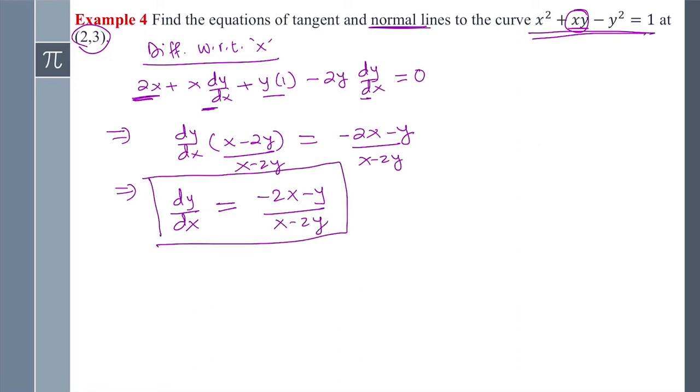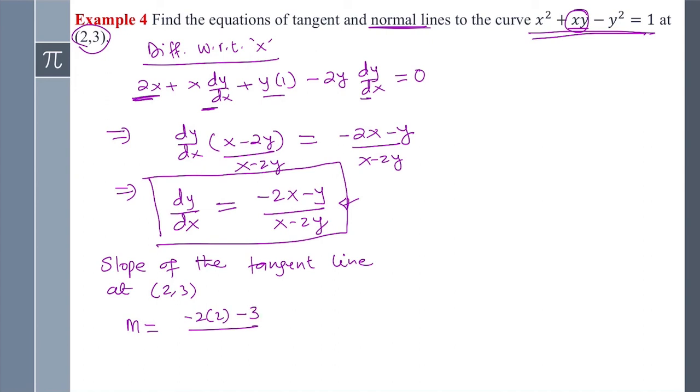So we'll use this derivative to find the slope of the tangent line. So slope of the tangent line at 2 comma 3 is given by m equals, so we'll substitute x and y here in the derivative. So negative 2 times 2 minus 3 over 2 minus 2 times 3. Okay, so this is negative 4 minus 3, which is negative 7, over the denominator, negative 4. That means the slope of the tangent line is 7/4.